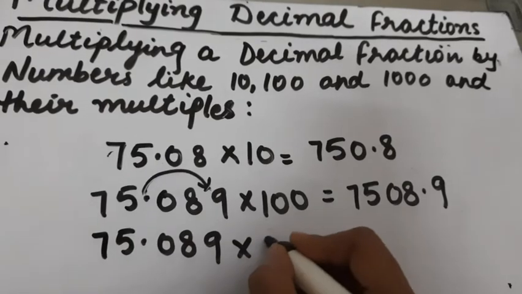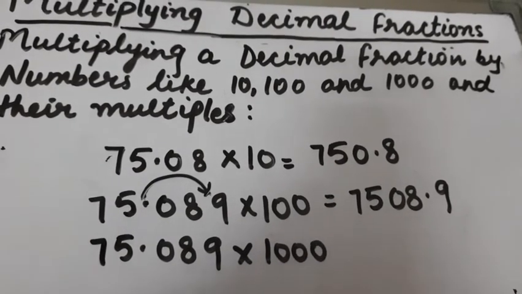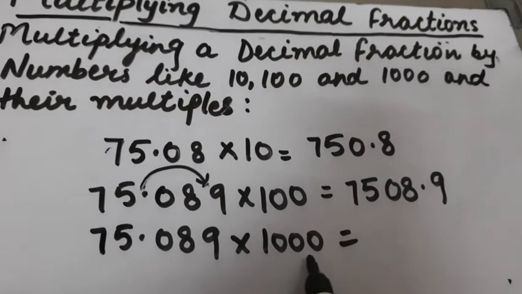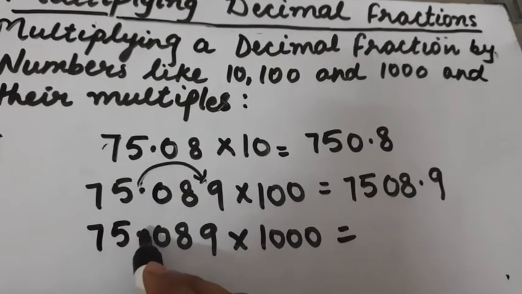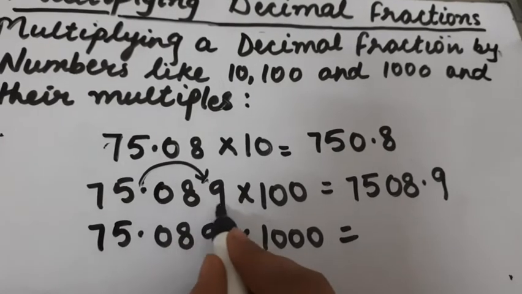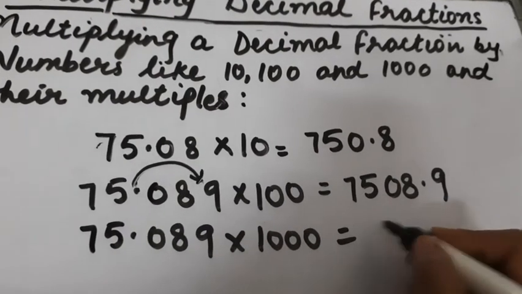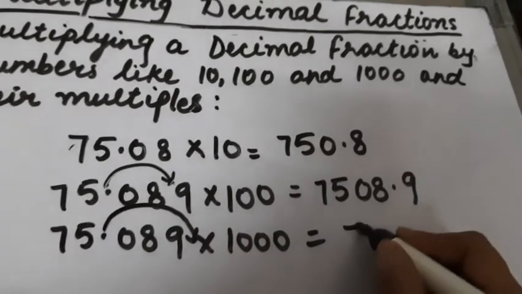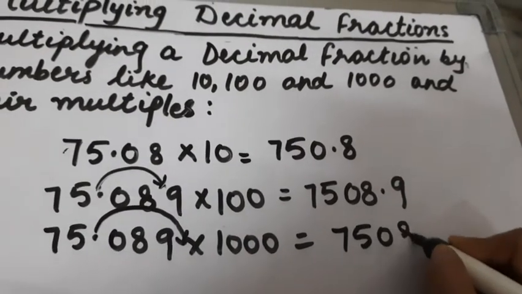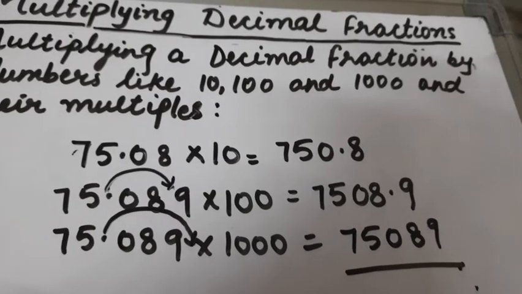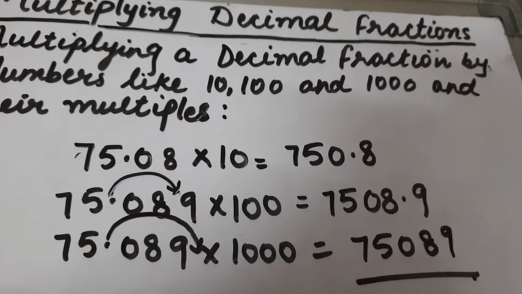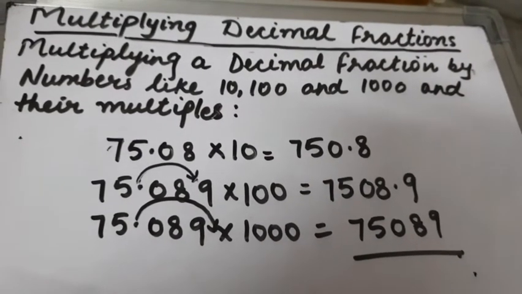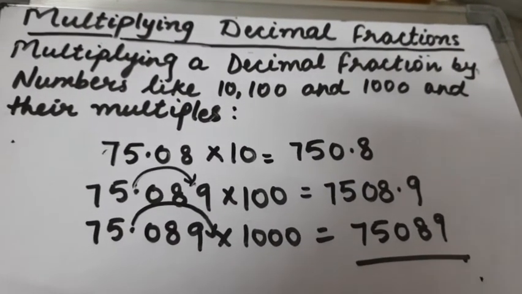If I have to multiply 75.089 by 1000, then what will happen? See, there are 3 zeros in this, so this decimal point will shift 3 places towards right. So this will come at the end, so the decimal will be removed. This will be the answer, 75,089. Okay, so this way we multiply a decimal fraction by numbers like 10, 100 or 1000.